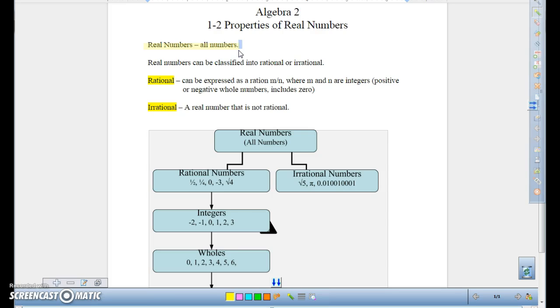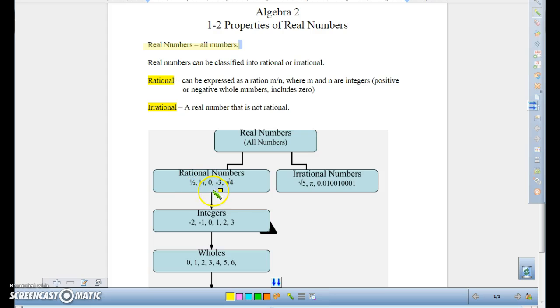Rational numbers are anything that can be written as a fraction. Anything like 1/2, 2/3, anything that can be written as a fraction would be a rational number. Irrational numbers are anything, obviously, that's not rational, things that cannot be written as fractions. Examples of irrational numbers: square root of 5, pi, 0.0100100001. Another way to say this is anything that does not terminate, so the fraction does not end, or it's not a repeating fraction.